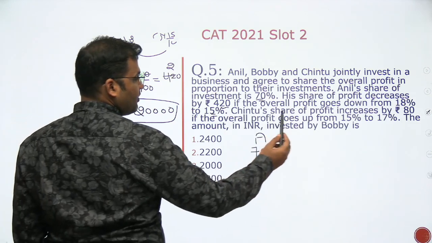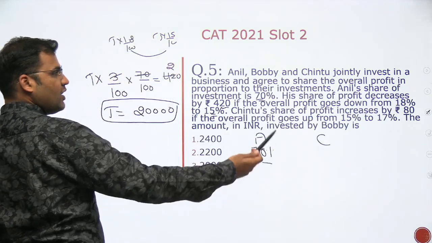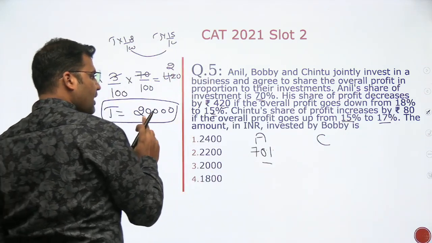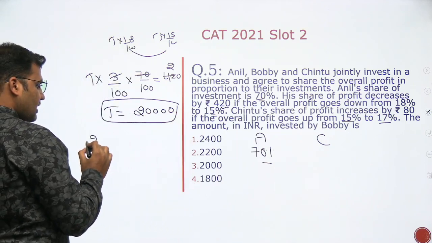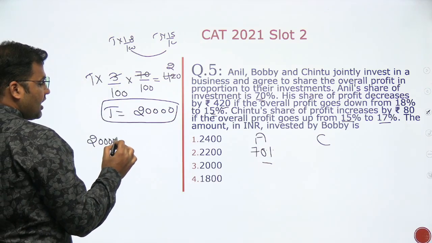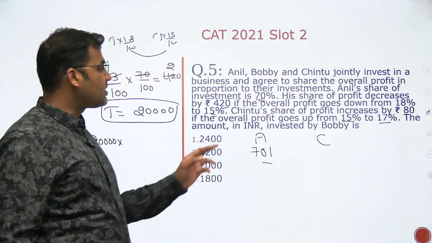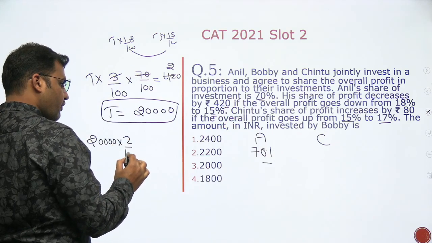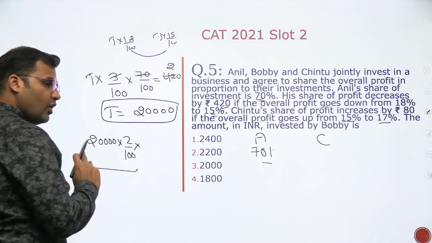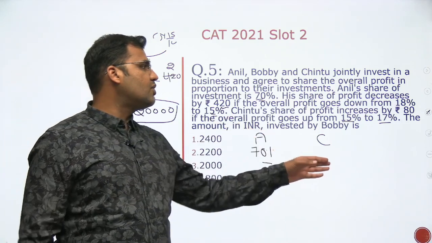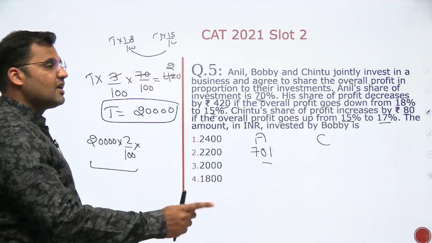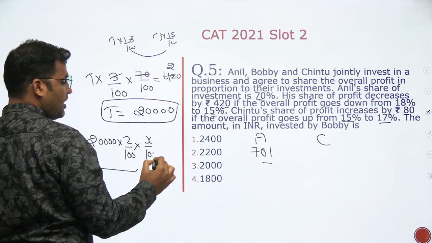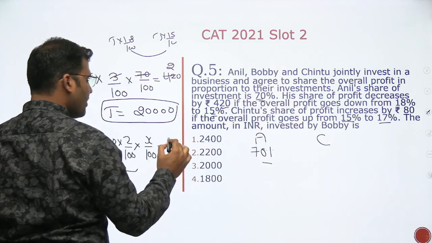Now, the third person Chintu's share of profit increases by rupees 80 if the overall profit goes up from 15 to 17. Earlier you had 15% of total investment as profit, but now you are getting 17% profit. That means you got 2% extra profit. This extra profit is earned by all three. What goes to Chintu depends on Chintu's share. Let's say Chintu's investment share is X percent, and that is equal to 80.